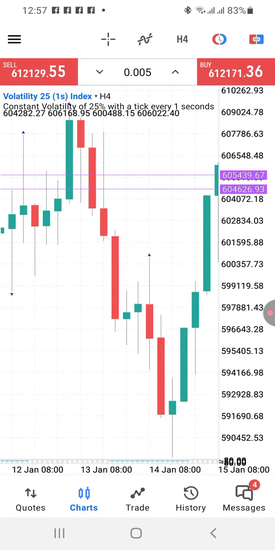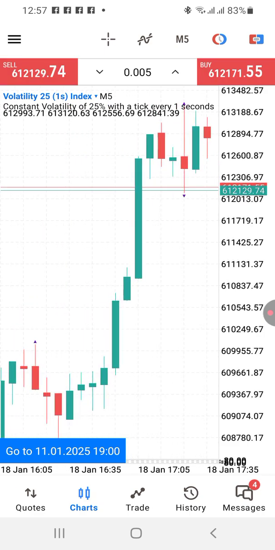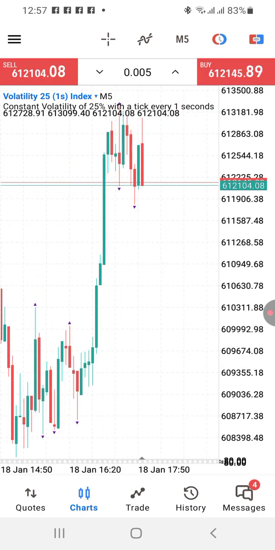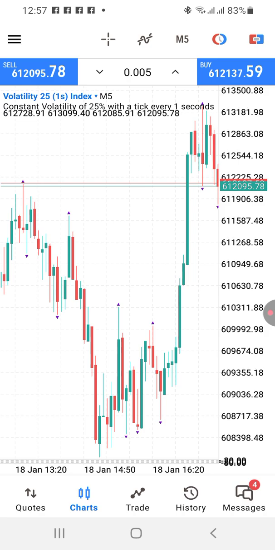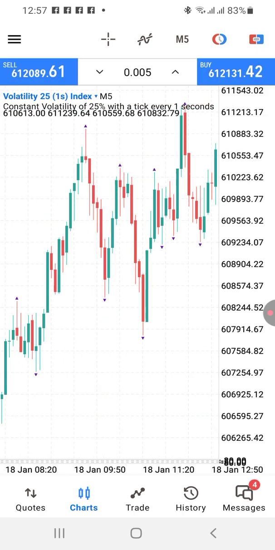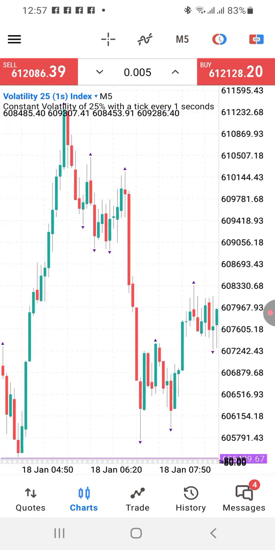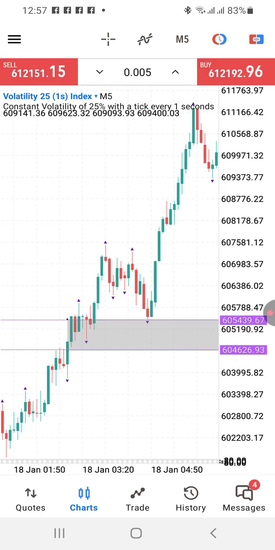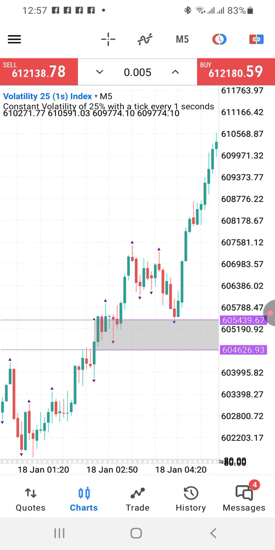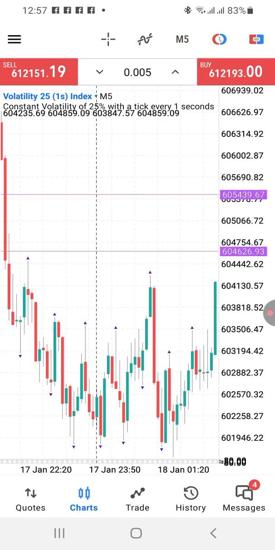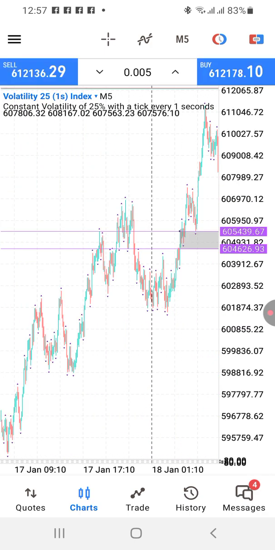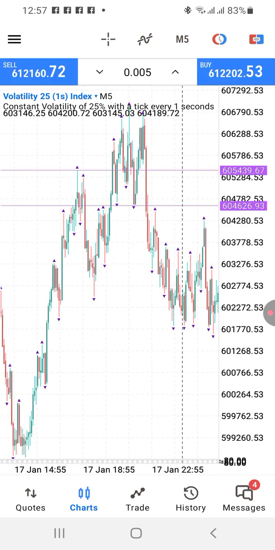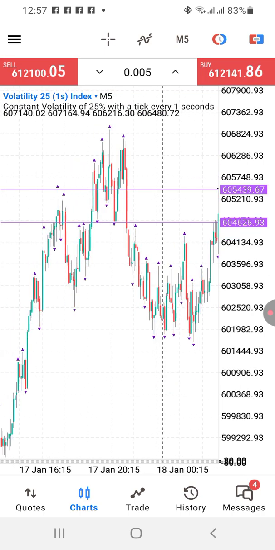Let me see if we can find an example of where we had one of those types of setup. There's a lot right here we can use, but I want to find one that came out of the zone. Trying to find a fair value gap where we get a setup like that.